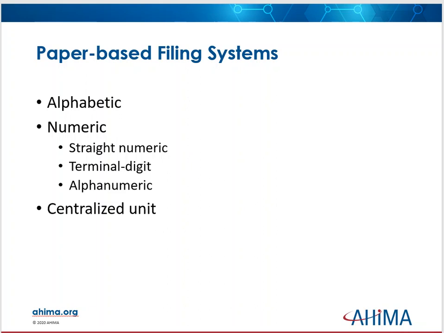Alphanumeric could be utilized in either, but rarely. It's when you get the first digits, let's say, of the last name and some kind of a numbering system after that. And a centralized unit is, again, all of that hospital, every medical record is filed in one location.